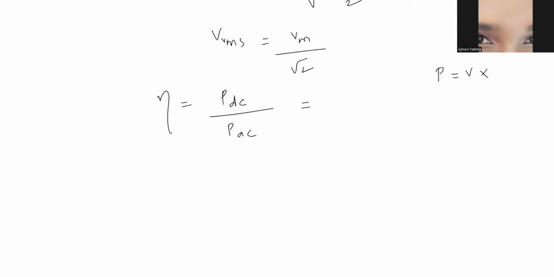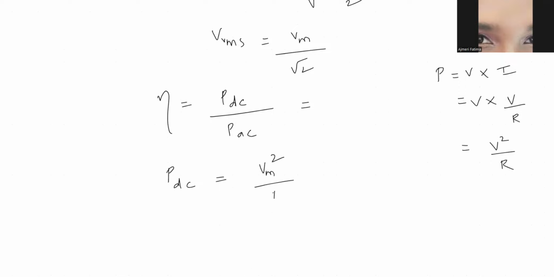And according to Ohm's law, what is I? I is V by R. So I can write P as V square by R. So here, first let me find PDC. So what is the formula? Vm square by RL.